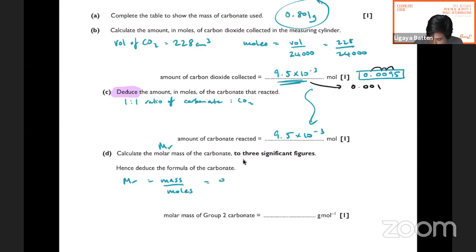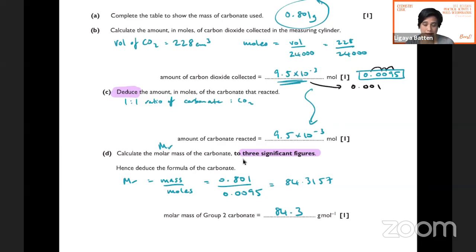So the mass was 0.801 and the moles is 0.0095. So that gives us 84.3157, and it said to 3 significant figures, so 84.3. Things like significant figures are really important to get into the habit of getting right in the exam, because often you'll get an extra mark just for writing the correct amount of significant figures.